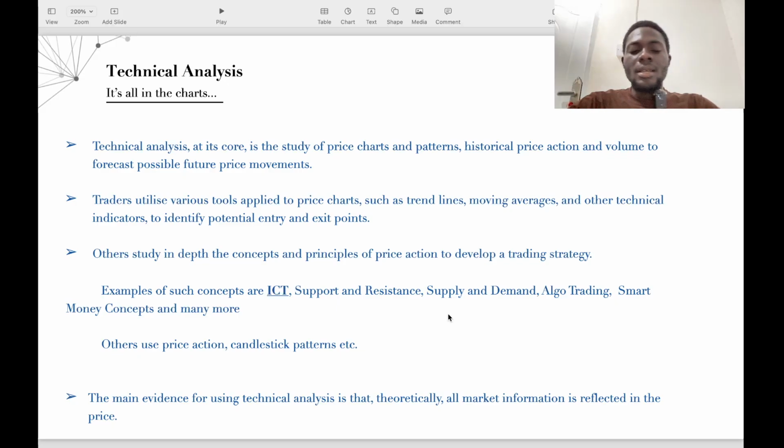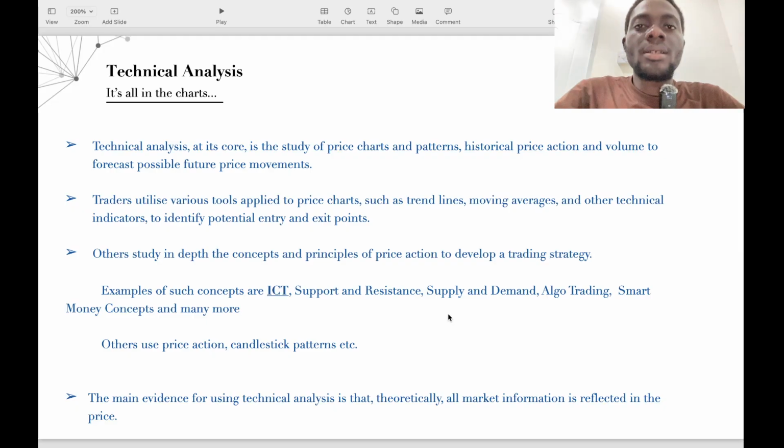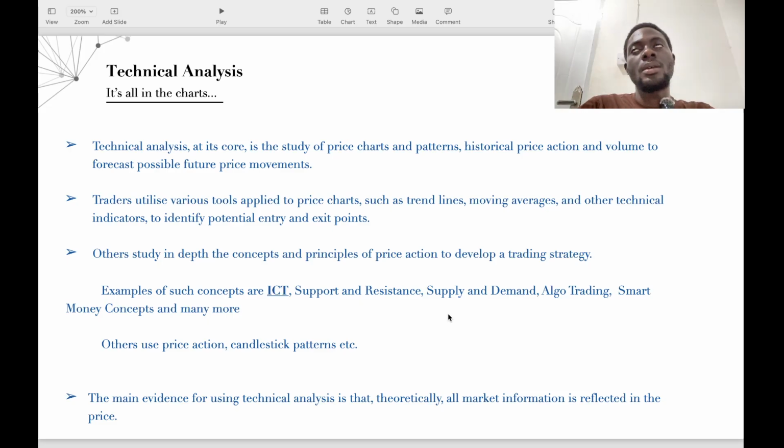So technical analysts believe everything is in the price data, in the historical price data, and whatever is going to happen in the future has already happened and is already contained in the price data. So they don't really concern themselves with fundamentals, because guess what? Last month NFP was out, FOMC was out, CPI was out, and then it reflects in the price data.